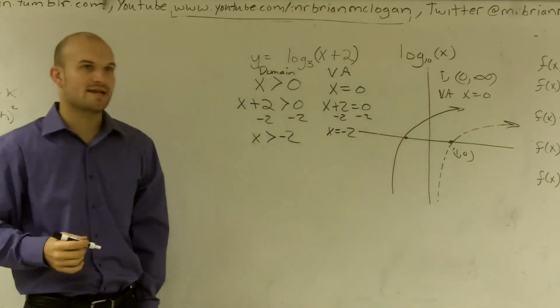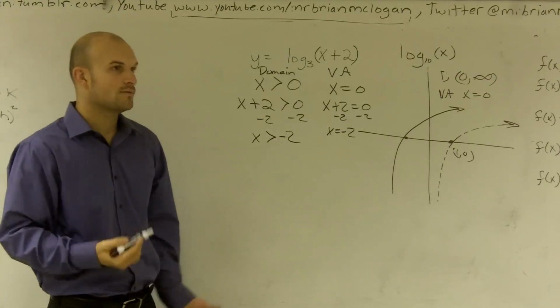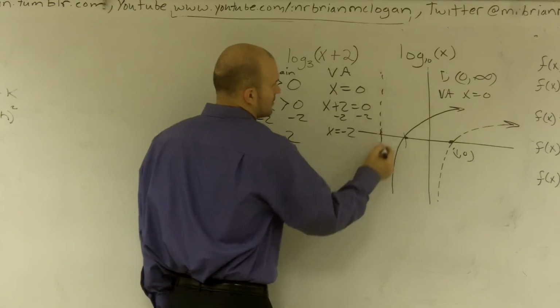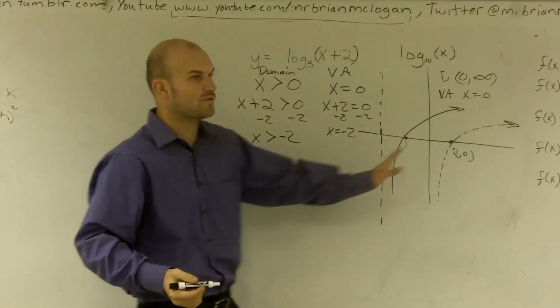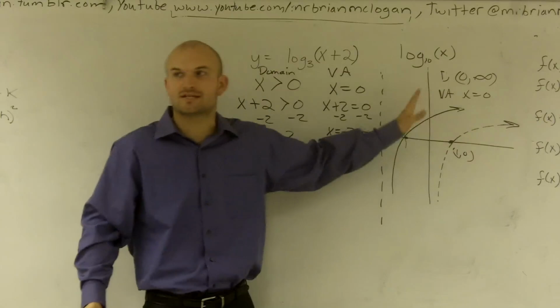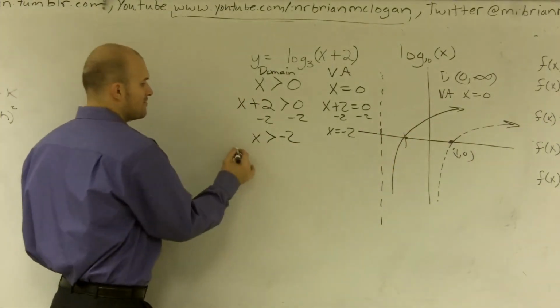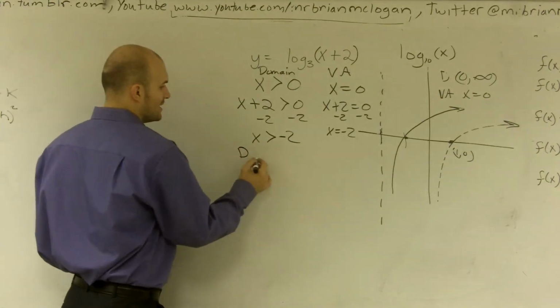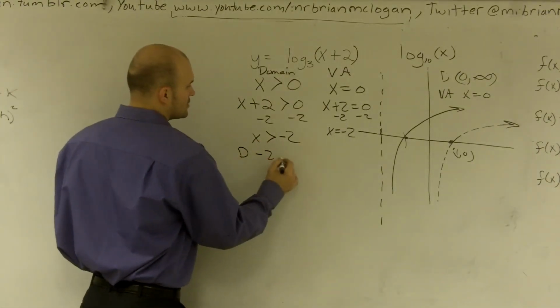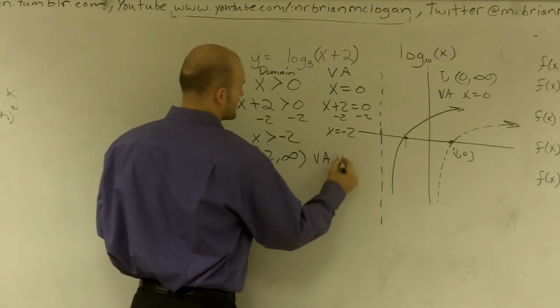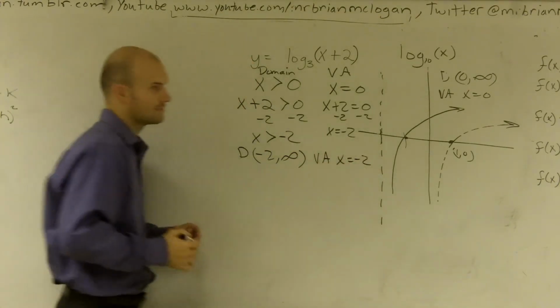So now x equals -2. You guys can see, that's 1, that's 2. It really makes sense because what am I only doing with my graph? I'm just shifting it to the left 2, right? So this is an algebraic way to show that your domain is now going to be from -2 to infinity, and your vertical asymptote is when x equals -2.